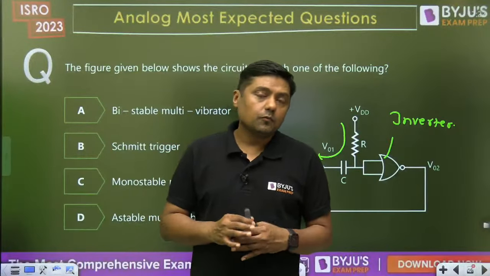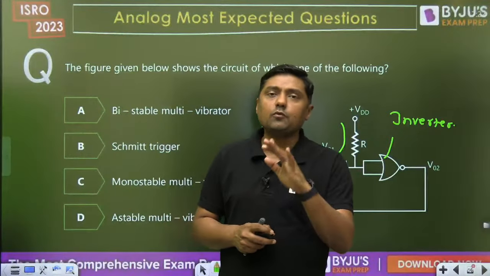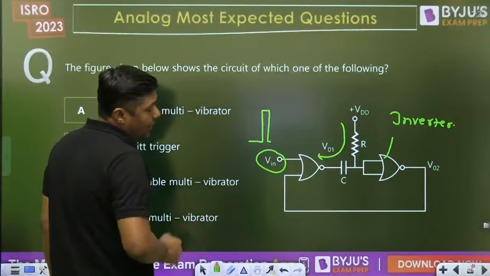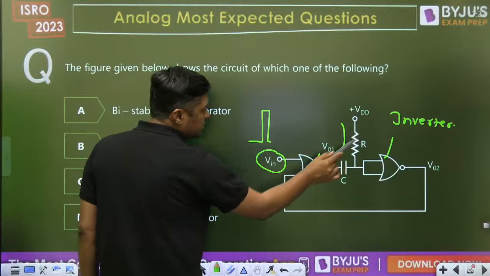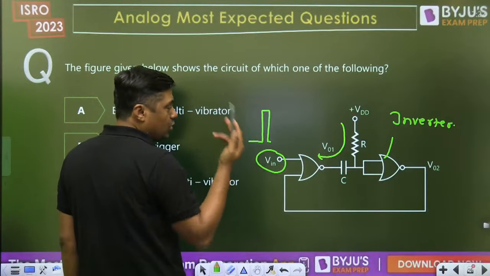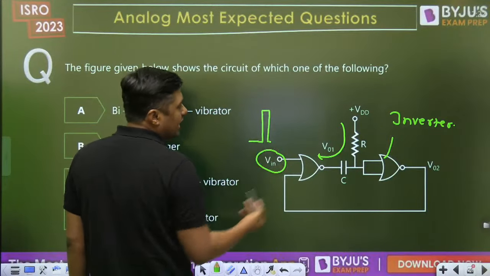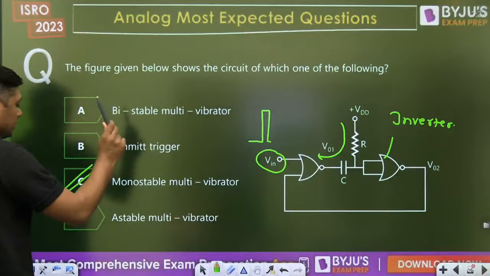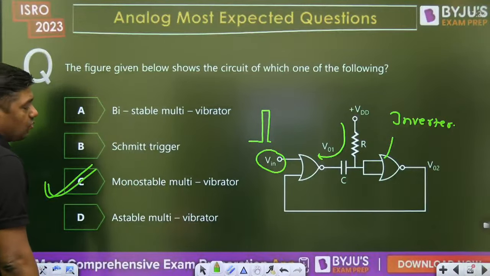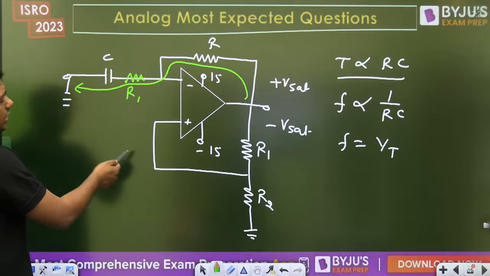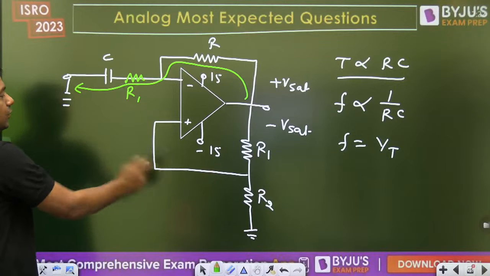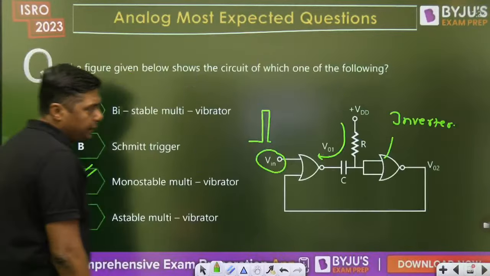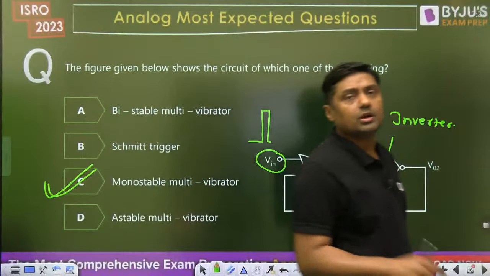For example, in a previous question, there was no terminal to give the inputs. But here we are giving the inputs. We are applying the trigger as well as using the resistor and capacitor. In bistable, we are not using the resistor and capacitor. No need to use the timing elements. Then what is this? It is a monostable multivibrator. For example, in this diagram, we are not giving any terminal to provide the inputs. That's why it is an astable multivibrator. RC is connected here. That is the monostable multivibrator.